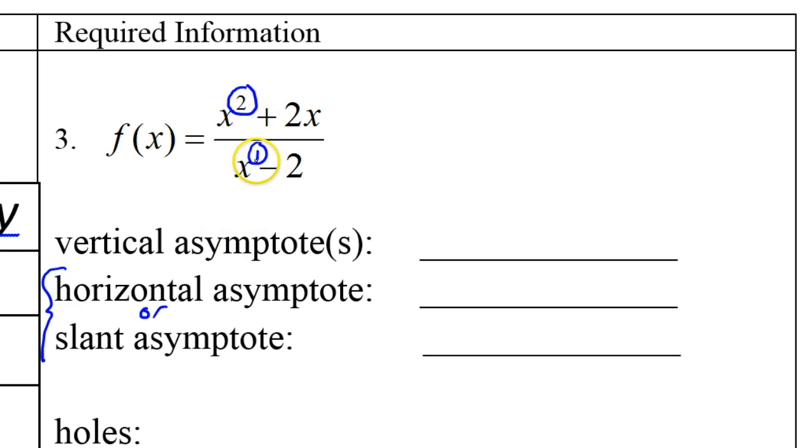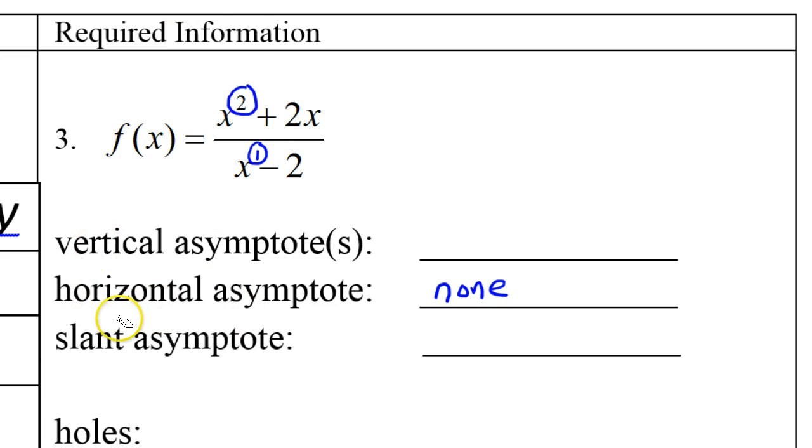Since the top degree is higher than the bottom, there will be no horizontal asymptote, so I can just go ahead and put none. However, if the top degree is 1 greater, then I will have a slant asymptote, unless the denominator cancels out completely, which is the one exception to that rule. But other than that, if the numerator degree is 1 more than the denominator, I should have a slant asymptote. So that's what I'm looking for.